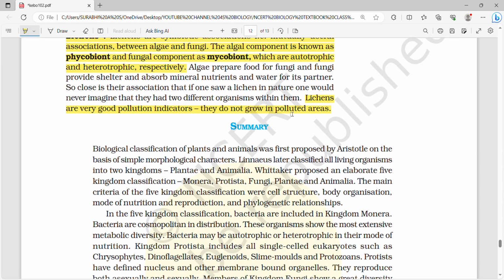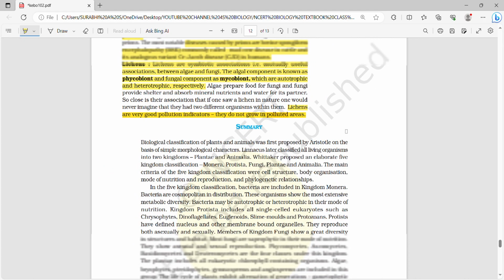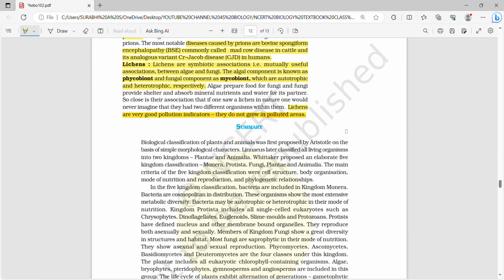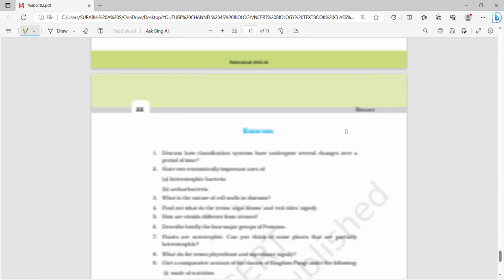This is important that lichens are very good pollution indicators. They do not grow in polluted areas. So this is also a PYQ. So these are all the important points of this chapter.